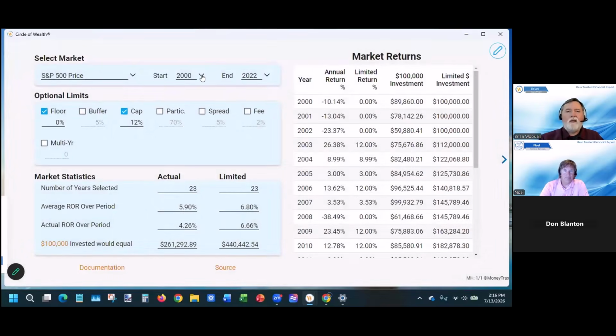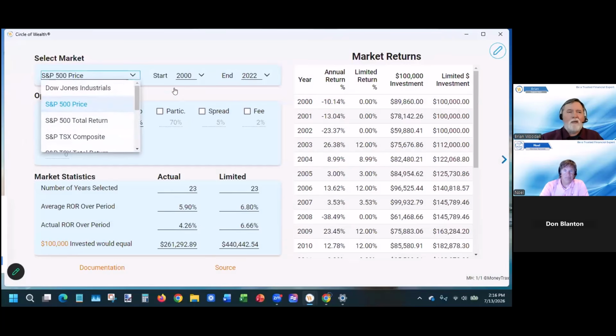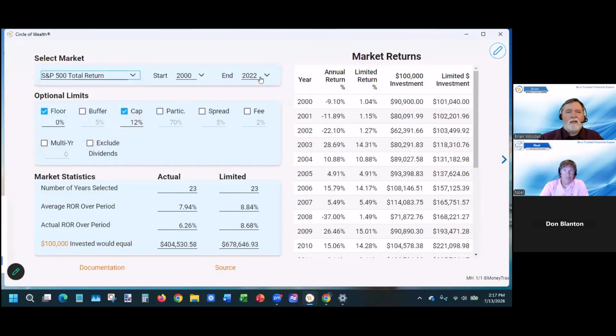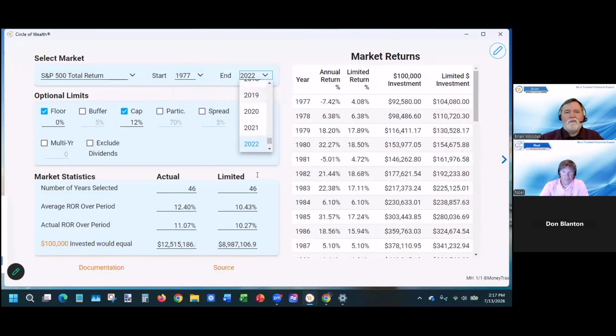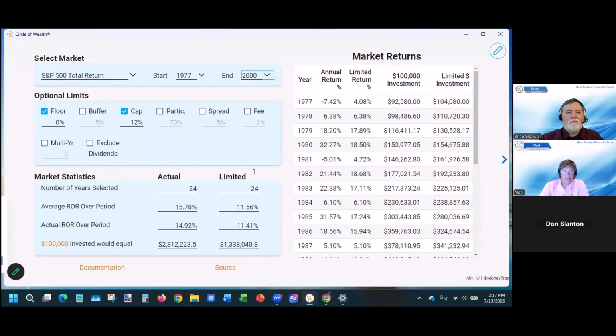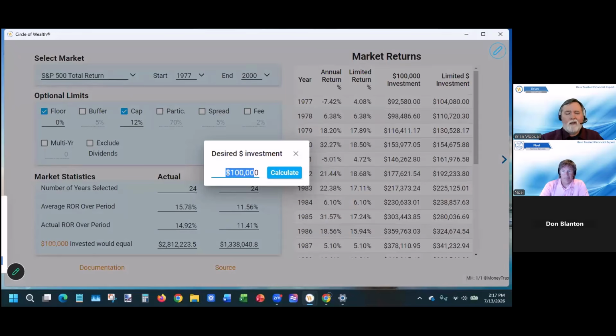But the great thing I love about this little pop-up is I can grab any market that I want, pick any set of years that I want. So if I want to go 1977 to 2000, we can do that and see what the market did. I want to change this back to $1. I can do that too. Oops. Sorry, let me get that. There we go.